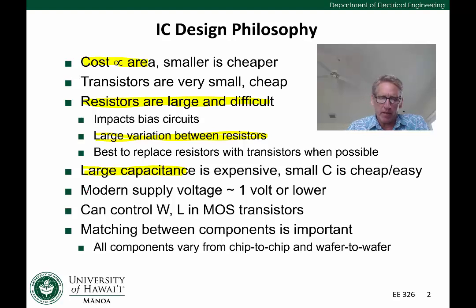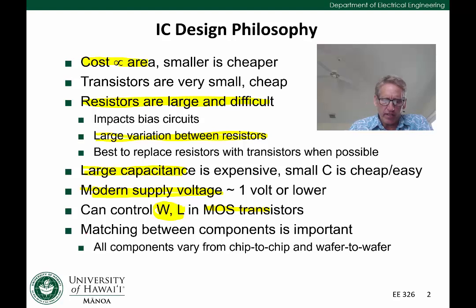Some other things to keep in mind: the supply voltages, especially on modern integrated circuits, tend to be a volt or even lower. So you're not dealing with a lot of voltage here. This can make the designs tricky. When we're dealing with MOS transistors, we have control over W and L. And this means a couple things. We can control our circuit, but it also means we can try to keep W and L small so that we can keep costs down.